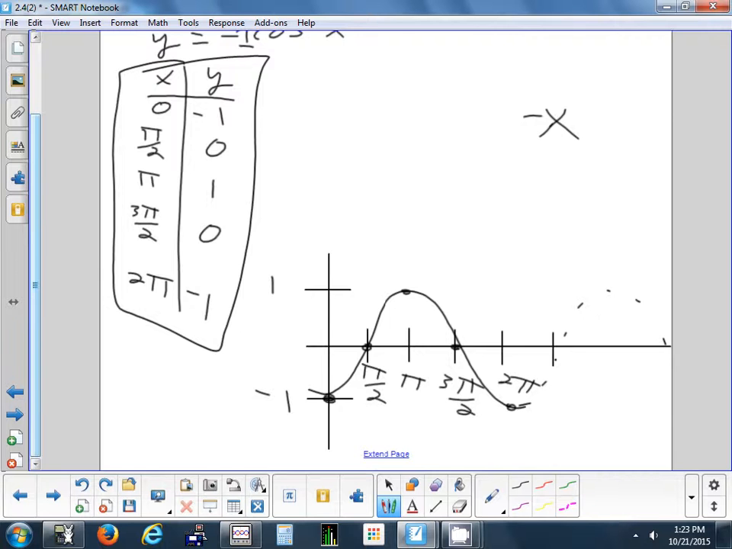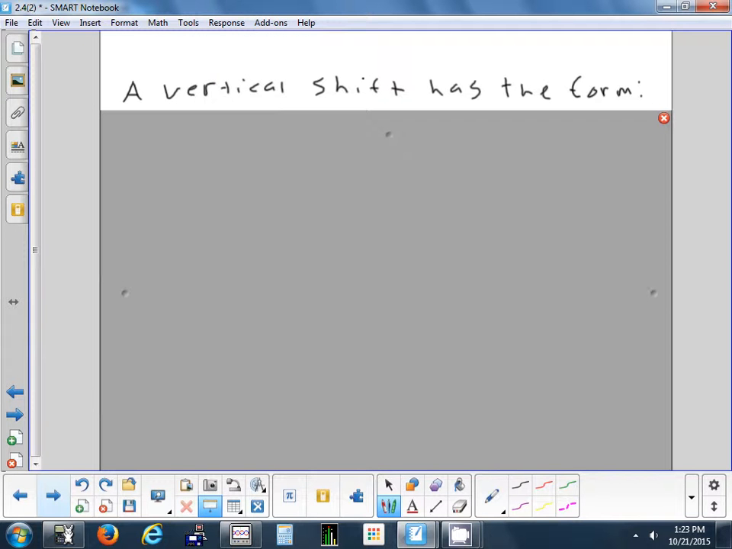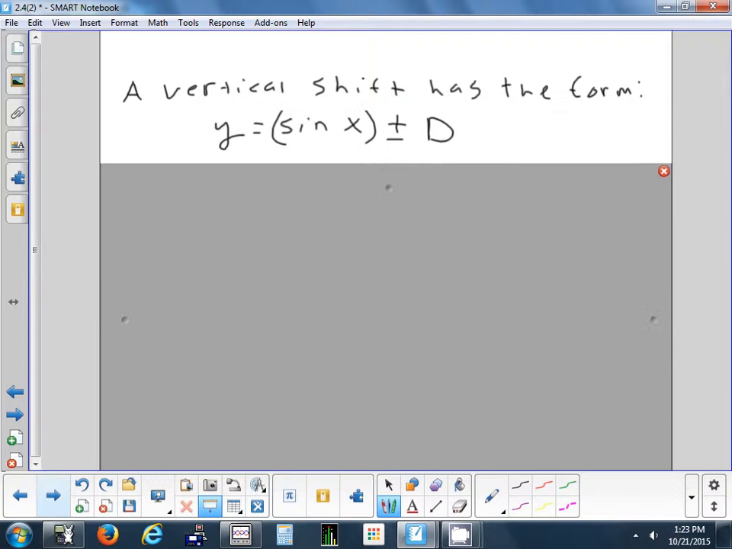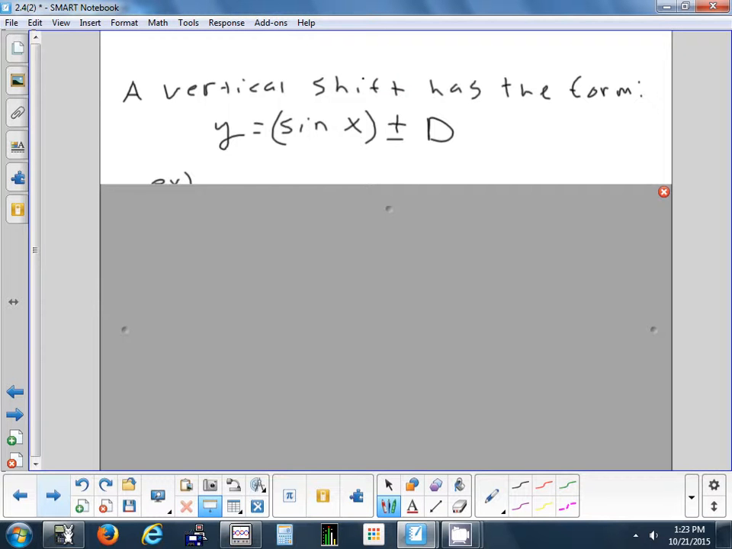All right, so the last one we'll finish up with is a vertical shift. Vertical shift looks like that. It can be sine or cosine, except this one has plus or minus. We're not multiplying this time. Plus or minus d. I just picked d.